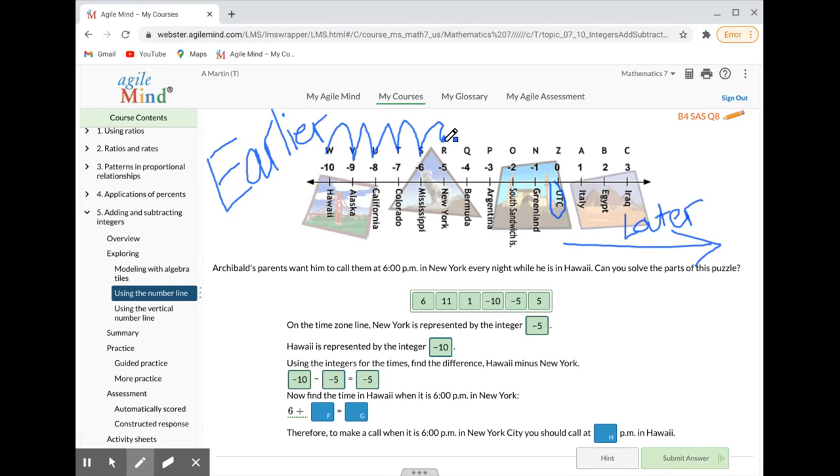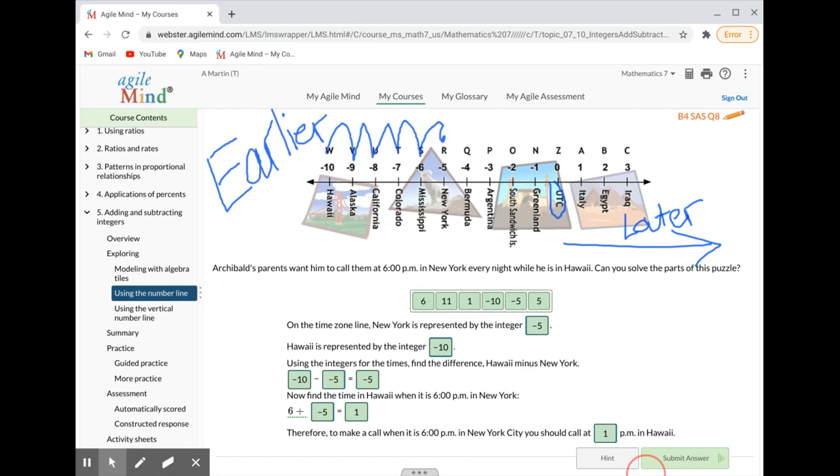So what is 5 hours earlier than 6? 1. Okay, it's 1. So 6 plus what is 1? -5. Correct. So therefore, to make a call when it's 6 p.m. in New York City, you should call at what time in Hawaii? 1 p.m.